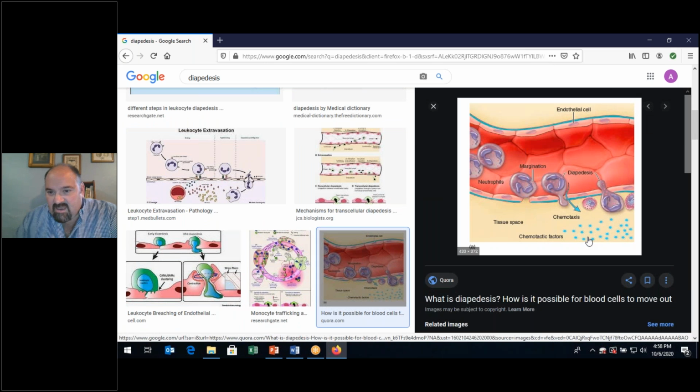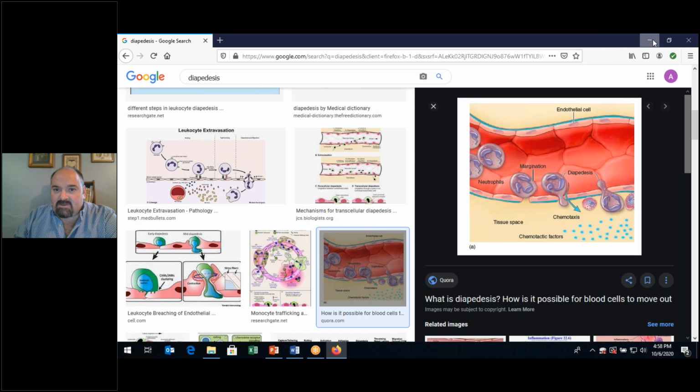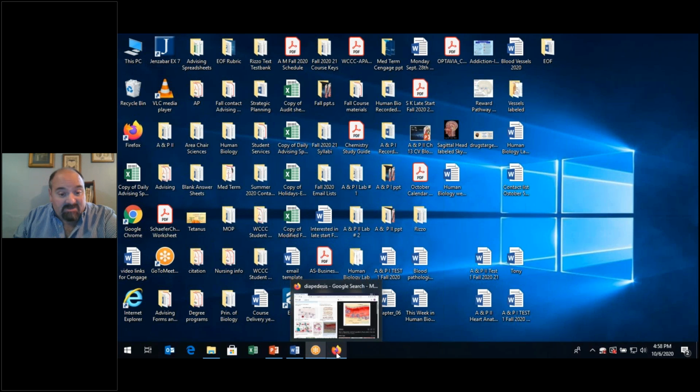This is good in that you're seeing how the white blood cells are present within the blood. Here's the blood vessel, okay? And so we're having movement through the tissue, through the blood vessel, and these chemotactic factors are these chemicals that are being released by the damaged area, drawing the white blood cells to the area of damage, of inflammation, of infection, okay?